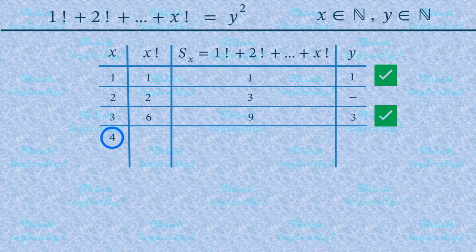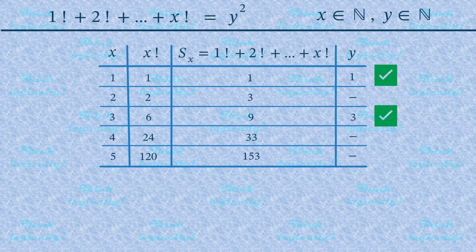6 times 4 is 24. 9 plus 24 is 33. No luck for x equals 4, but we have another chance. X equals 5. 24 times 5 is 120. 33 plus 120 is 153. No solution for x equals 5, and since the table is complete, we must draw the final line and stop.